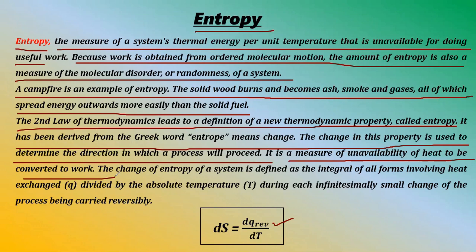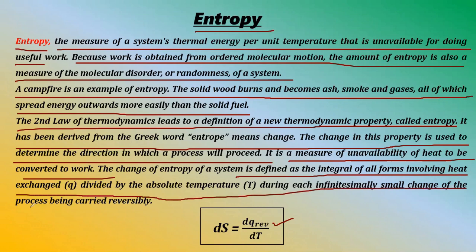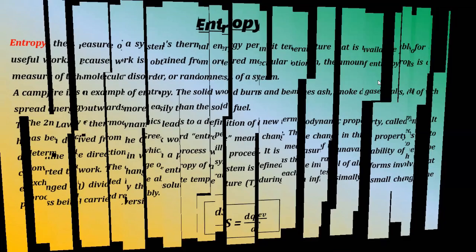And entropy is a measure of unavailability of heat converted to work, and we can see it is defined as the integral of all forms involving heat exchanged divided by the absolute temperature during an infinitesimally small change of the process being carried out reversibly. So number one, entropy associated with the process will always be reversible in nature. Number two, it will be divided by absolute temperature. Okay, heat change will be divided by absolute temperature. So that's how it is. Let us go for the next page.